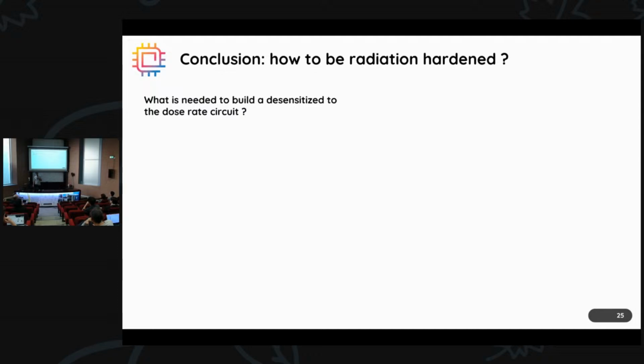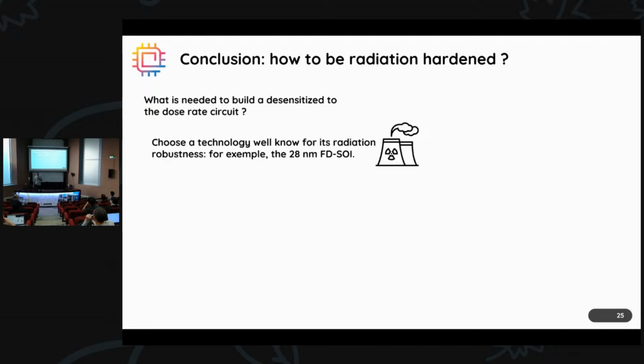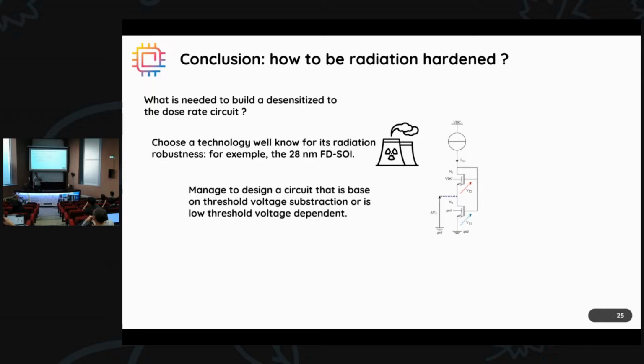For the end of this presentation, I will conclude on what you need to build a dose rate desensitized circuit. First, you have to choose a good technology, for example the 28 nanometer FD-SOI, just as us, for the reason I explained before. Then you have to design a circuit that is based on threshold voltage subtraction, so you don't have the dose effect, or that is low threshold voltage dependent, again, to reduce the dose effect.